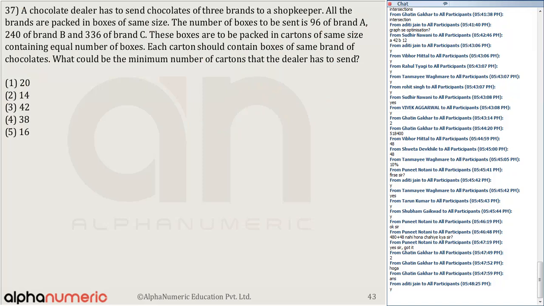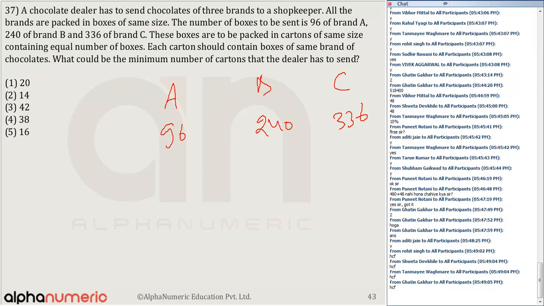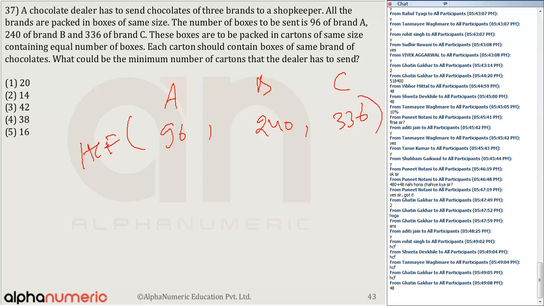37, last question. A chocolate dealer has to send chocolate of 3 boxes of 3 brands to a shopkeeper. ब्रांड ए 96, ब्रांड बी 240, ठीक है, ब्रांड सी 336. क्या लेना है यहां पे, एलसीएम या एचसीएफ? प्लीज टेल मी, व्हाट आर वी सपोज टू डू, एलसीएम और एचसीएफ? HCF, ठीक है. So what is the HCF of these 3 numbers? 48. ये तो भी 48, HCF इनका 48 आ गया.